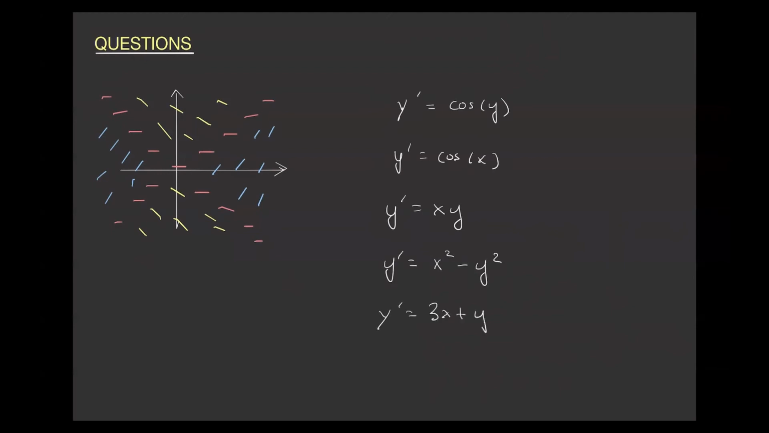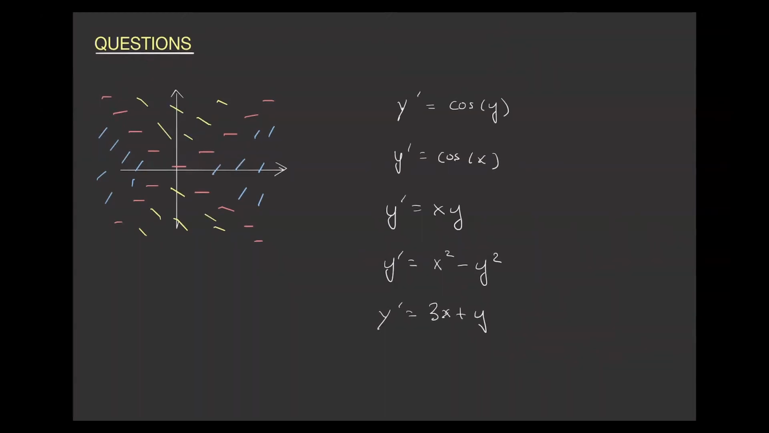And then let's say you had several slope fields. Say you had y prime is equal to cosine of y. You have y prime is equal to cosine of x. You have y prime is equal to x times y. You have y prime is equal to x squared minus y squared. You have y prime is equal to 3x plus y.